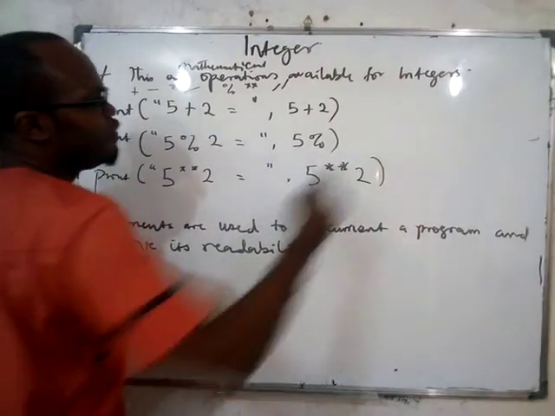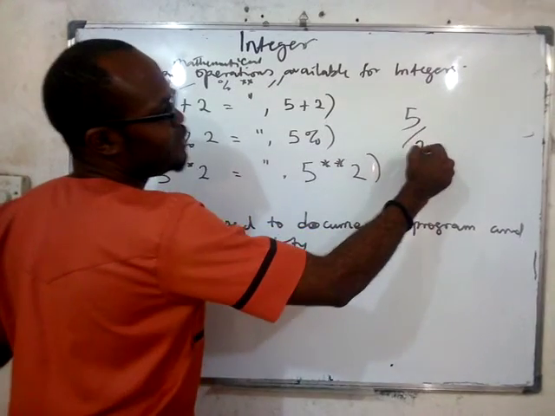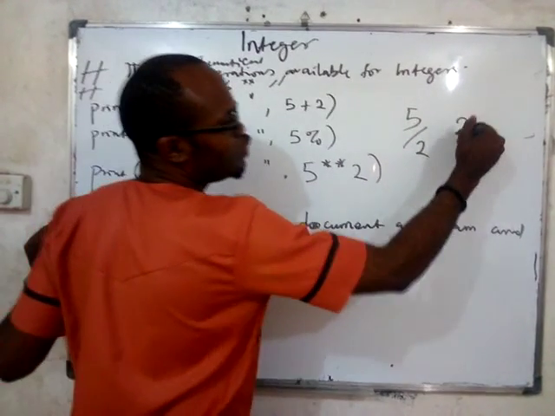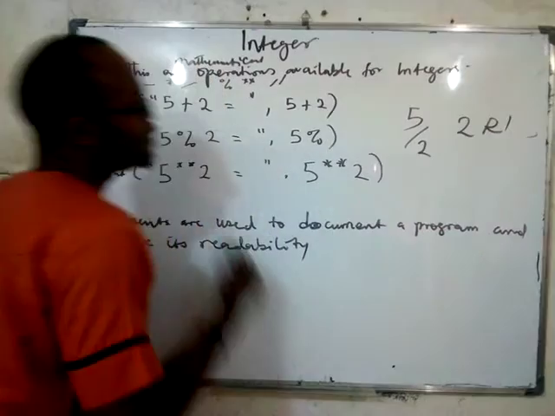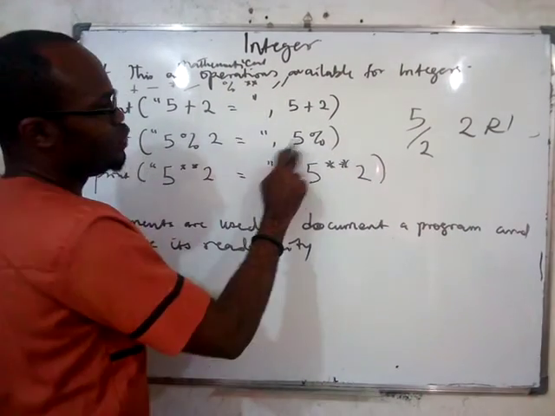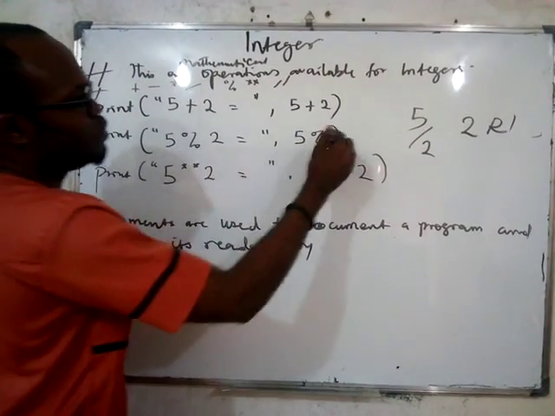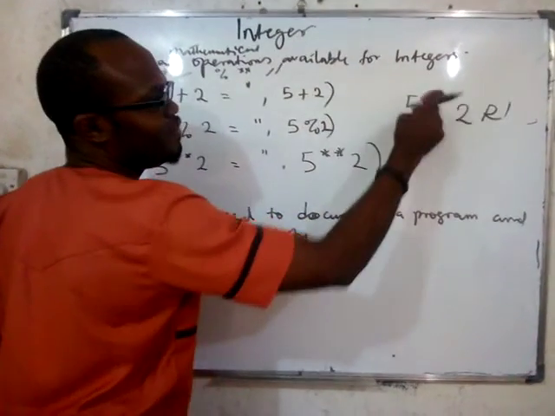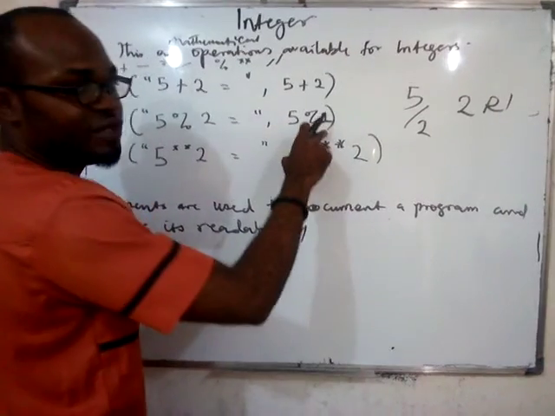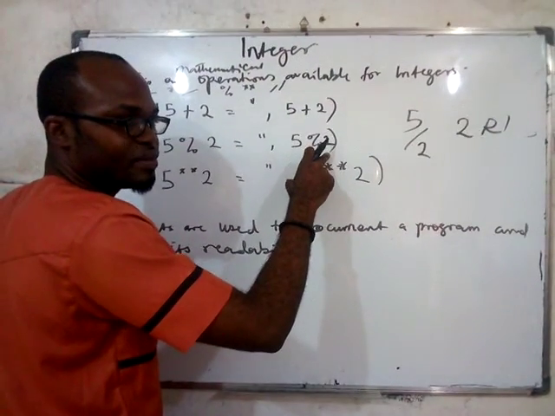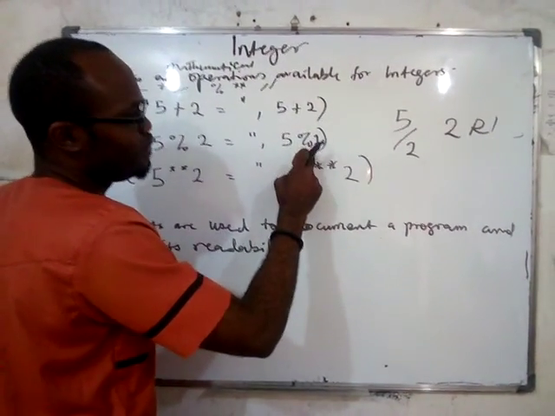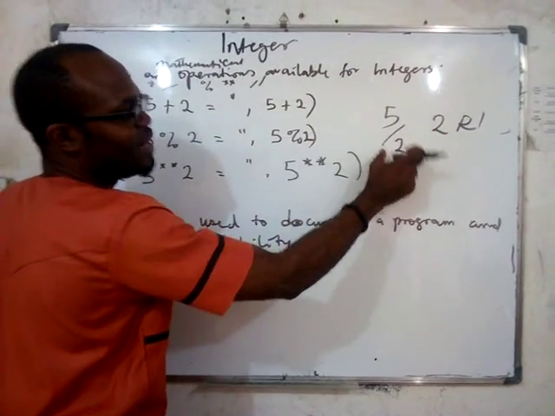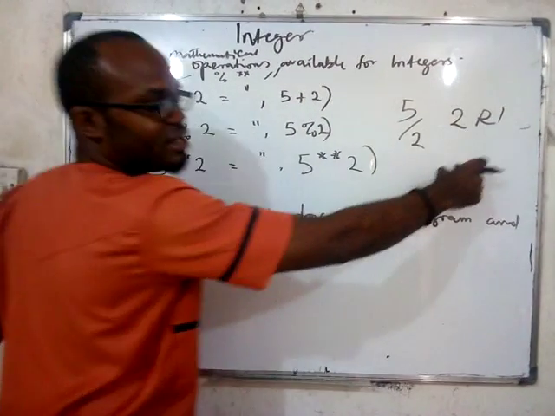Modulus means if you say 5 divided by 2, you know that 5 divided by 2 is 2, remainder 1. So when you say 5 modulus 2, it will give you the remainder of 5 divided by 2. So 5 modulus 2 will give you the answer 1. You understand? 5 modulus 2 simply means 5 divided by 2, what is the remainder? Which is 1.